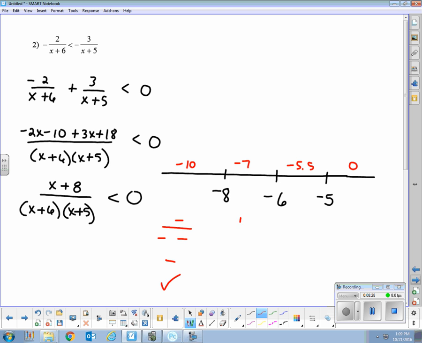Negative 7 plus 8 is positive. Negative 7 plus 6 is negative. And negative 7 plus 5 is negative. That's positive. Not going to work.